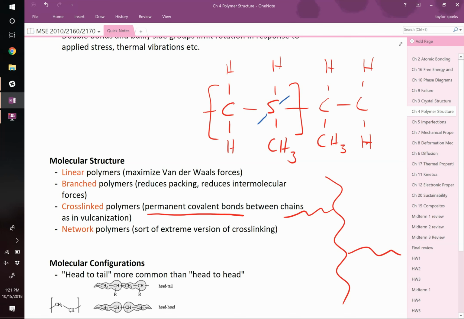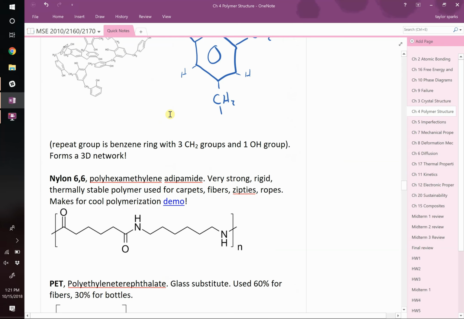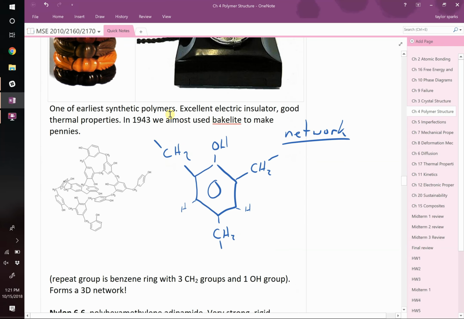You want to form strong covalent bonds. Let's say this is my other polymer here. If these are covalent bonds linking those together, I've cross-linked it, and I've made it a much stronger polymer. We talked about network polymers already. If you remember, they were things like bakelite. Bakelite is an example of a network polymer because it can form bonds in 3 directions. Not just coming and going, but you've got this side group that forms covalent bonds.